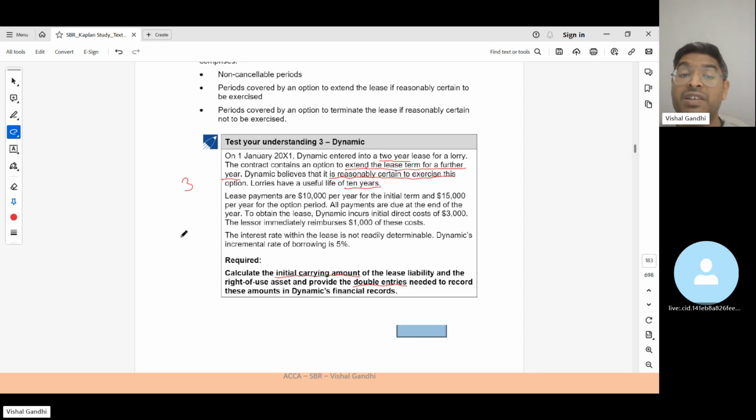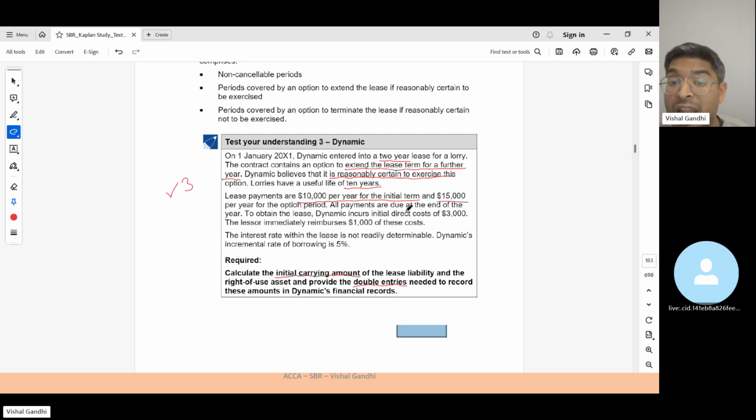But how many years will we use for depreciation? 3 years, because nothing is mentioned in the question that at the end of the lease, the ownership transfers to the lessee. Right? Now lease payments: 10,000 per year for the initial term, like for the first 2 years, 10,000, and for the next 1 year, 15,000.